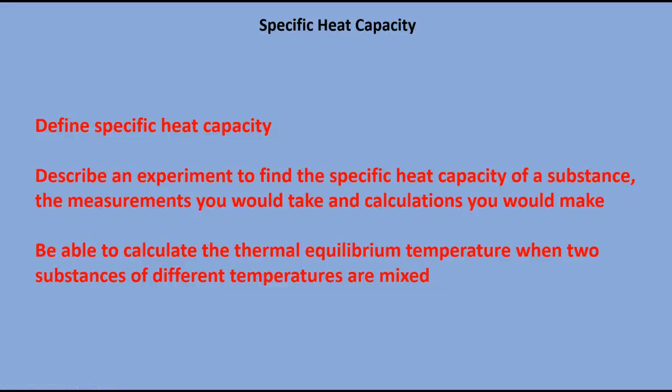In this video we're going to look at a thermal property of substances called specific heat capacity. We're going to learn what the definition is, how to describe an experiment to find the specific heat capacity of an object, including the measurements you'd take and the calculations you'd make, and you should be able to calculate the thermal equilibrium temperature when two substances are mixed together.